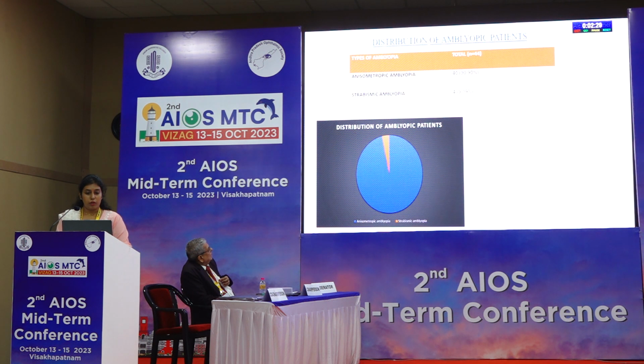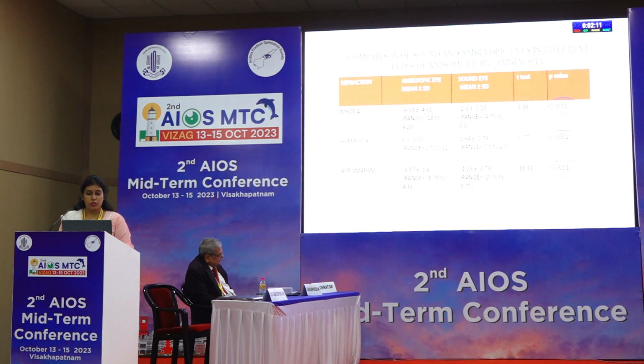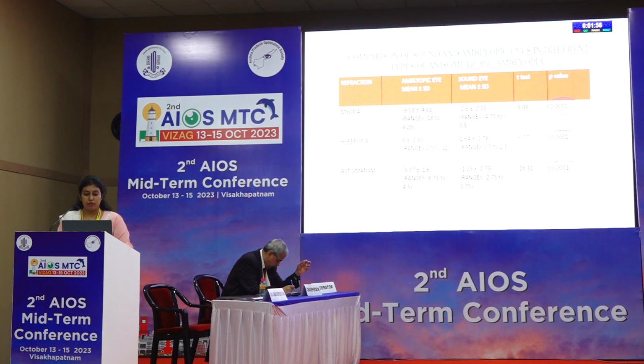This table shows the distribution of the amblyopic patients. The anisometropic amblyopia in our study was almost 90%, whereas the strabismic amblyopia was 9%. This graph shows the refraction distribution of the study group, where the myopic and hypermetropic patients were almost of equal percentage, and the astigmatism was a little less. This is the table showing the comparison of sound and amblyopic eyes in different types of anisometropic amblyopia. In this, the different types of refraction, myopic, hyperopic, and astigmatism, the refractive error range was compared between the amblyopic eye and the sound eye, which shows a statistically significant difference.